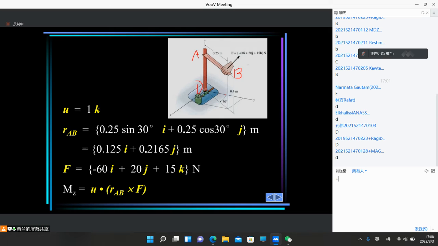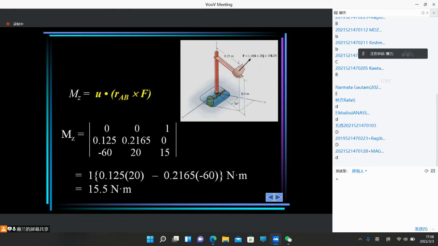So RAB, according to the figure, we find RAB in Cartesian vector form, and F is already given, and then use the determinant to find it. It's not difficult, it's just mathematics.